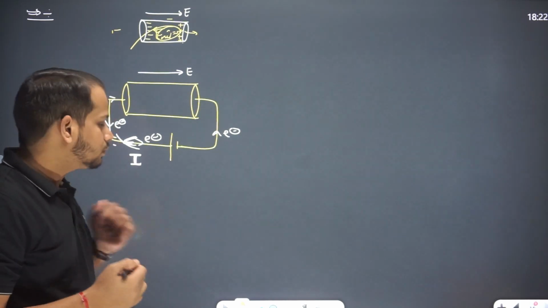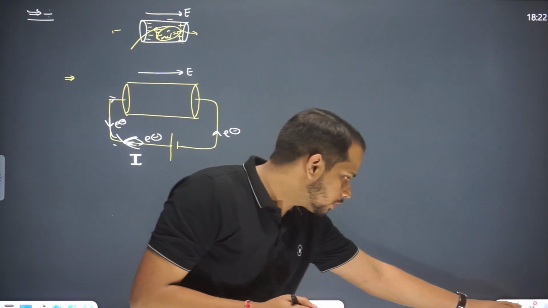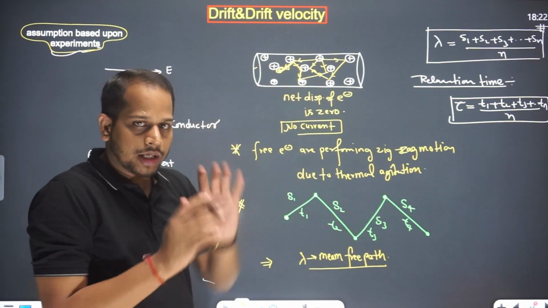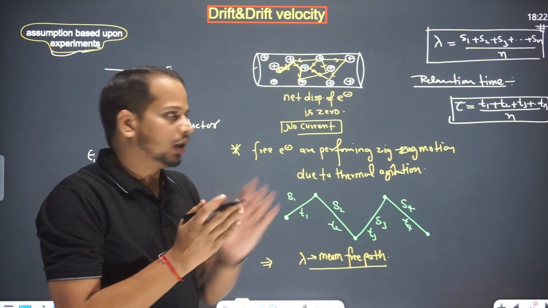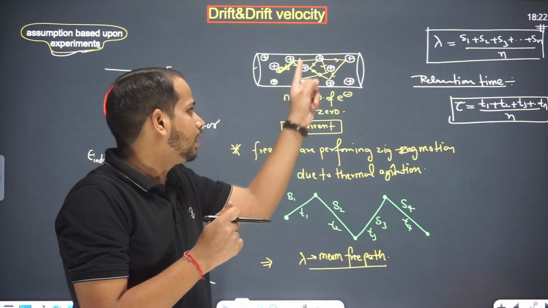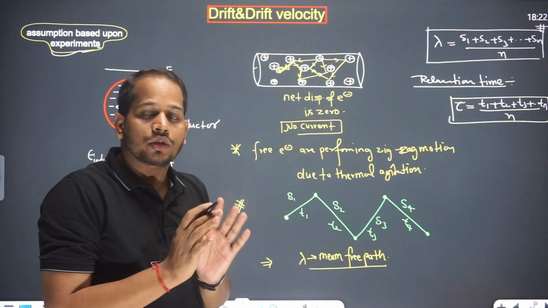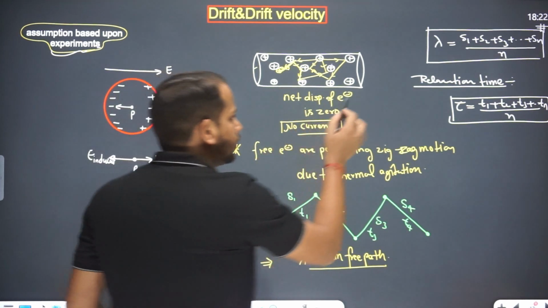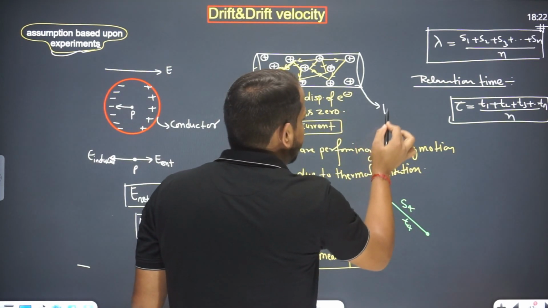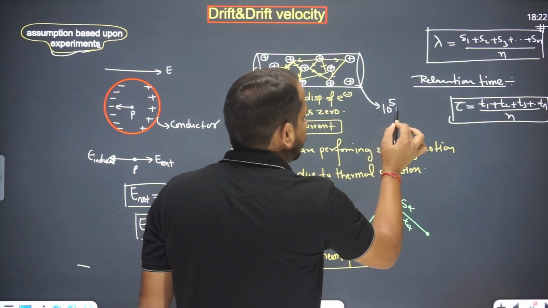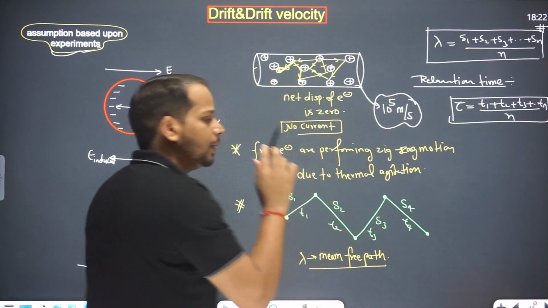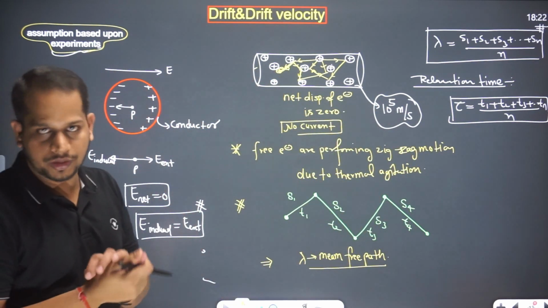But now let's see what we have done before this. The electrons are performing zigzag motion like this. So can we say there is some speed? If the electron moves like this, it has speed. So what can we say about this speed of electron? The speed is nearly of the order of 10 to the power 4 or 10 to the power 5 meter per second. This is the order of speed of electron, right?